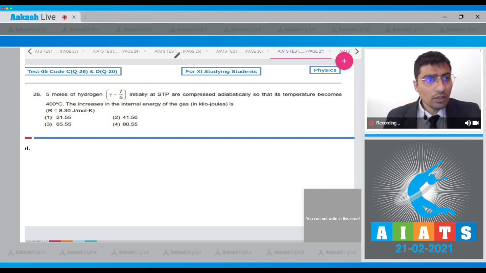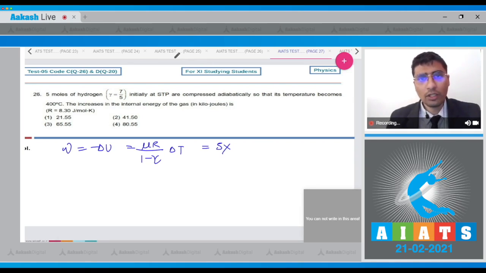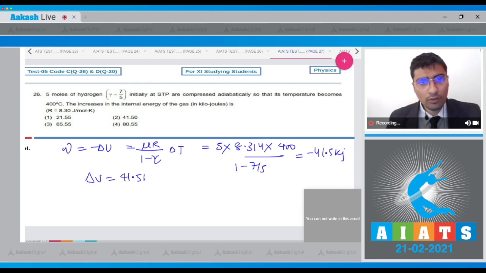Dear student, the work done is equal to minus delta U in an adiabatic process. Also, work done can be written as mu R by 1 minus gamma delta T. Now if we substitute the given values, this will be 5 into 8.314 into 400 divided by 1 minus 7 by 5. So this will be minus 41.5 kilojoules, and delta U therefore will be 41.5 kilojoules. And hence for this question the correct answer is option 2.